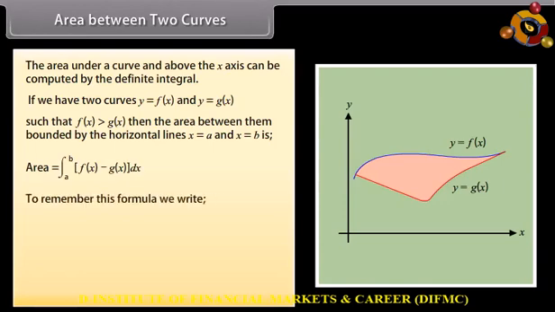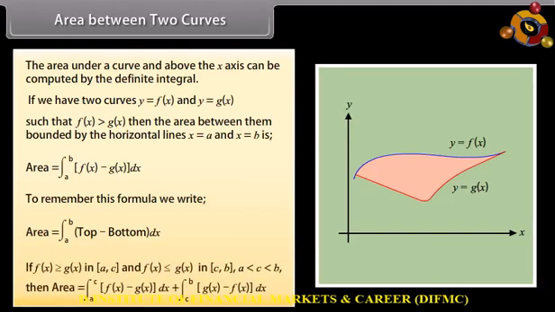To remember this formula, we write area is equal to integral from a to b of top minus bottom with respect to x. If f of x is greater than or equal to g of x in [a, c], and f of x is less than or equal to g of x in [c, b], a is less than c is less than b, then area is equal to integral from a to c of f of x minus g of x with respect to x plus integral from c to b of g of x minus f of x with respect to x.